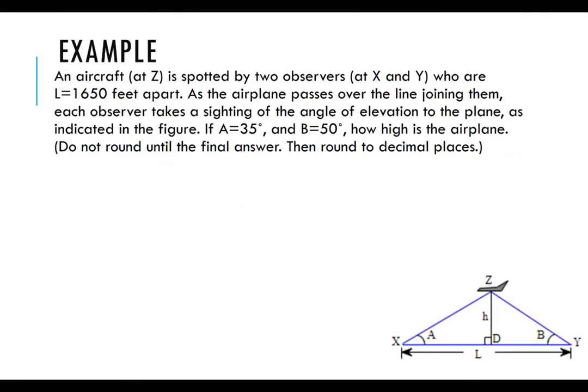An aircraft at point Z in our picture is spotted by two observers, one at point X and one at point Y. We're going to pretend they're both on the same flat. Now specifically, we're told that they are a distance of 1,650 feet apart. As the airplane passes over the line joining them, each observer takes a sighting of the angles of elevation to the plane. So specifically, this person over at X measures an angle of elevation of 35 degrees, and this person over at point Y has a measurement of 50 degrees.